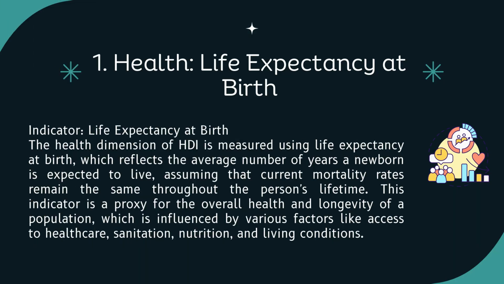Below is a detailed explanation of each of the three dimensions used in the HDI. Indicator: life expectancy at birth. The health dimension of HDI is measured using life expectancy at birth, which reflects the average number of years a newborn is expected to live, assuming that current mortality rates remain the same throughout the person's lifetime. This indicator is a proxy for the overall health and longevity of a population, which is influenced by various factors like access to healthcare, sanitation, nutrition, and living conditions.